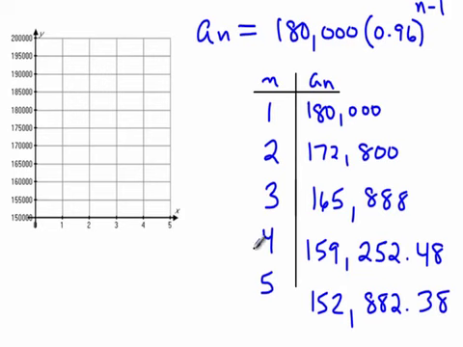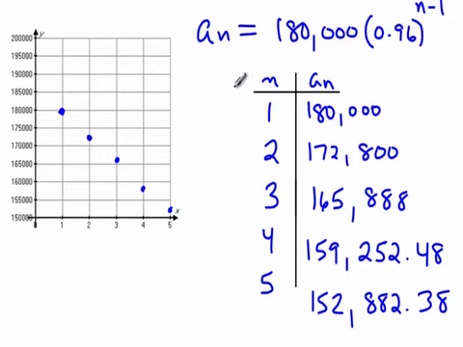And now we'll plot these points on the graph to get our graphical representation. So let's plot the point 1, 180,000. This is right here. 2, we're at 172,800, which is about here. 3, we're at 165,888. About there. 4, 159,252.48, which is about here. And finally at n equals 5, we're at 152,882.38, which is about right here. And there's our scatter plot or graphical representation for the sequence.